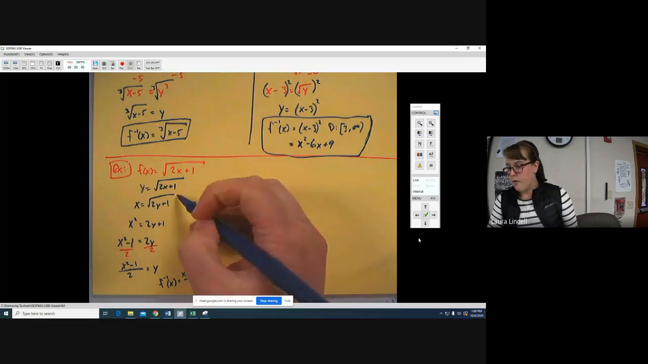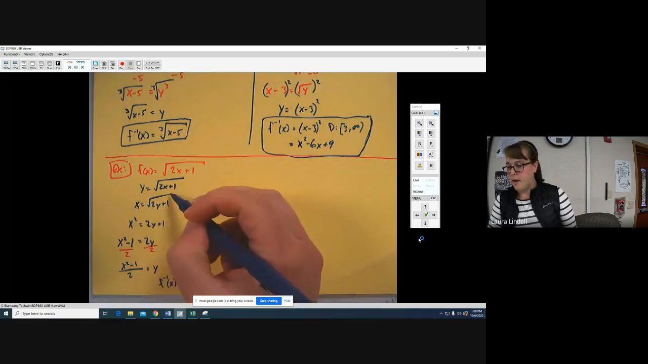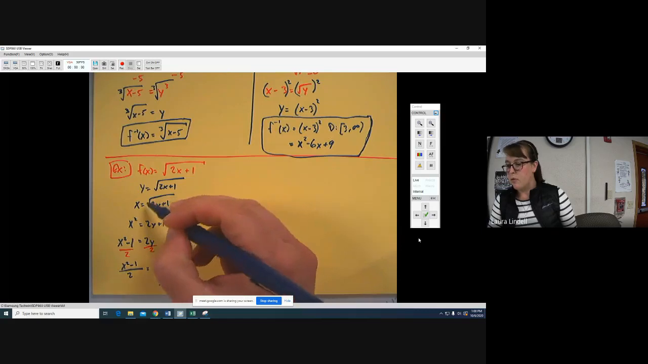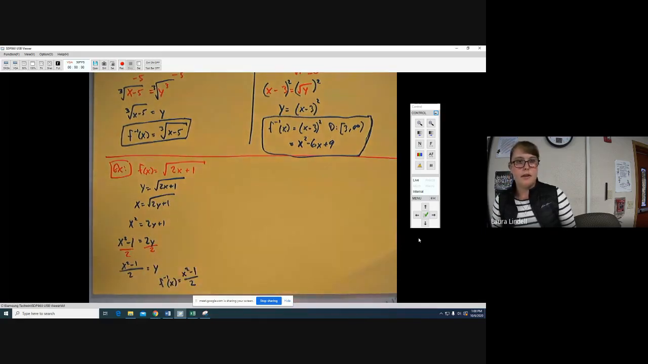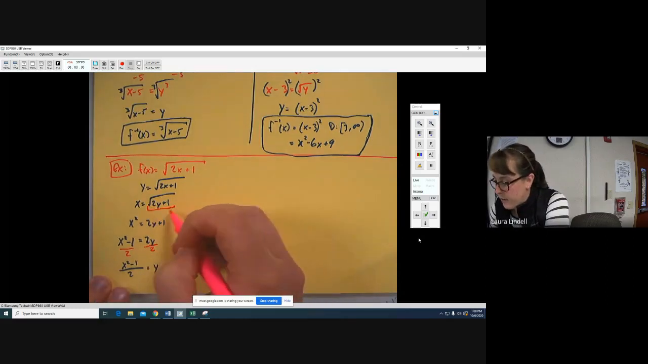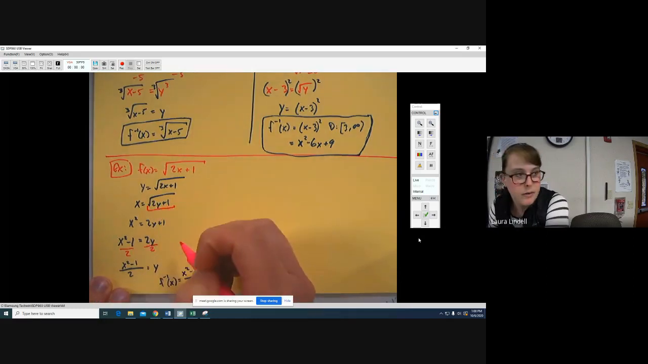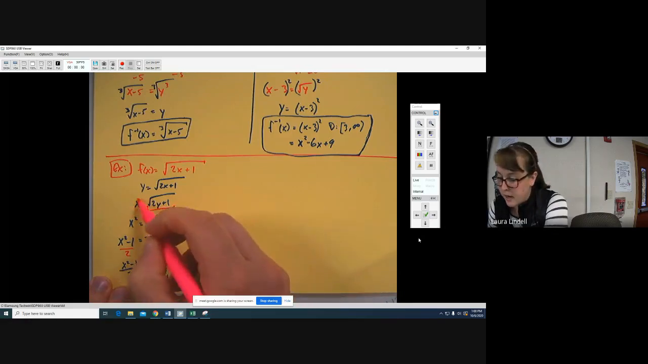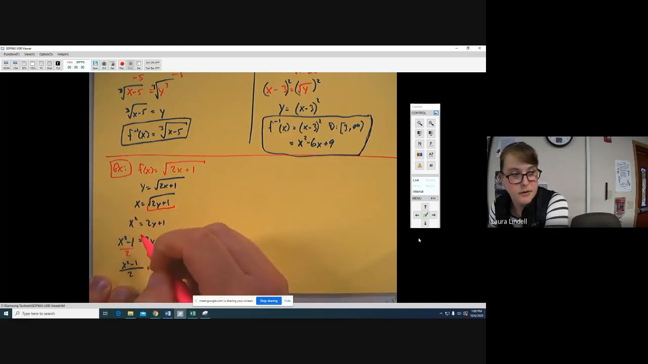Thinking about x values of the domain, is there anything that this square root of 2y plus 1 won't end up being? For example, is a square root of 2y plus 1 ever going to be less than 0? No. Right, so this whole side here will never be less than 0. It's always going to be greater than or equal to 0. So that means that my domain is always going to be greater than or equal to 0.